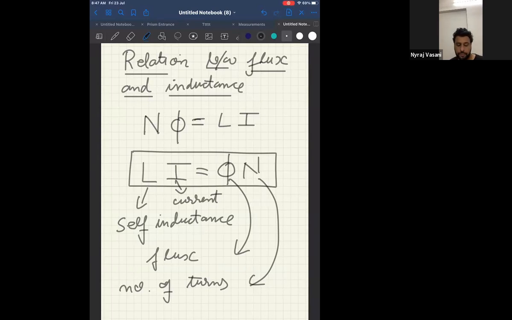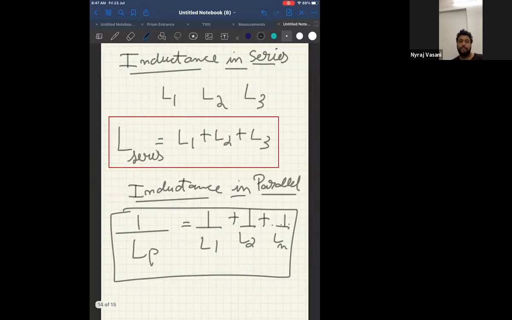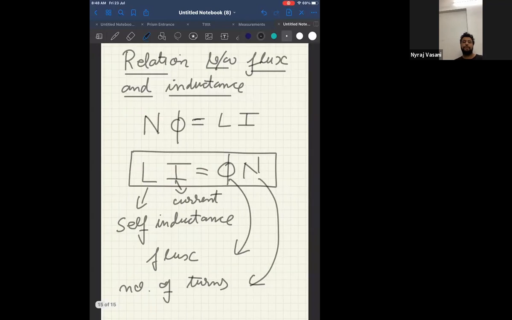So three formulae you have studied. The first formula is what happens when inductors are connected in series. I get L series is equal to L1 plus L2 plus L3 plus dot dot dot. What happens when inductors are connected in parallel? I get 1 by LP is equal to 1 by L1 plus 1 by L2 plus dot dot dot. Next one is, what is the relation between flux and inductance? I get N phi is equal to Li. Correct? I get N phi is equal to Li.